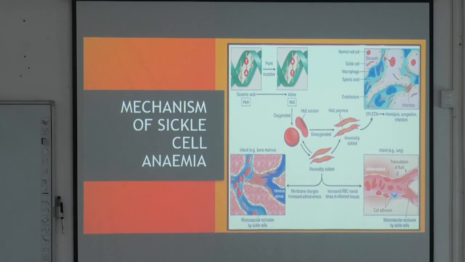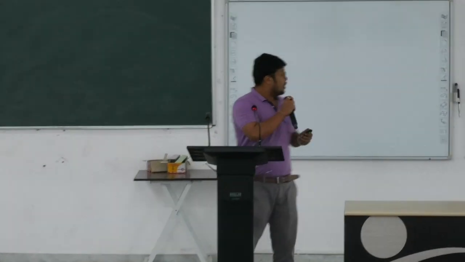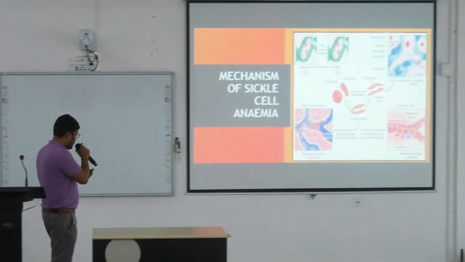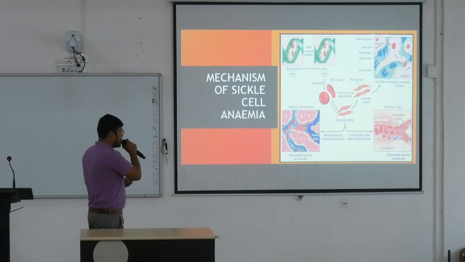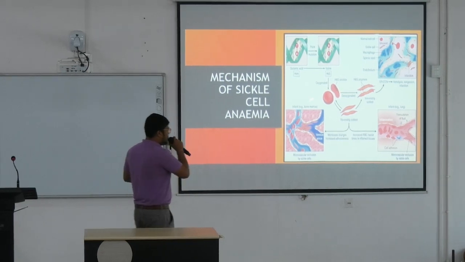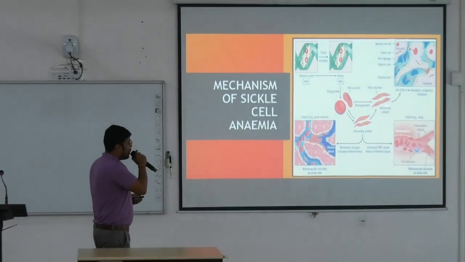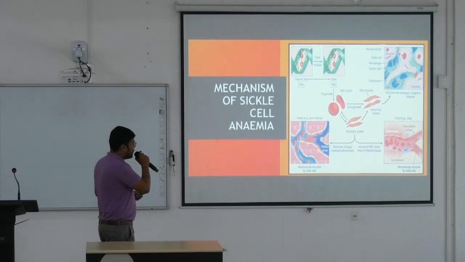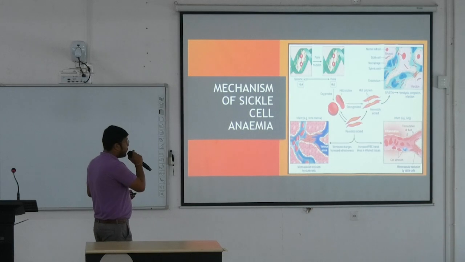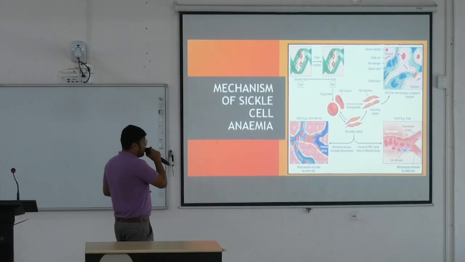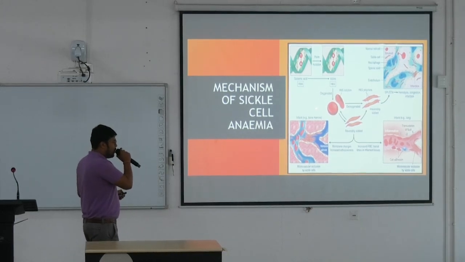In the center of this picture, we can see the normal biconcave disc-shaped RBC. Because of the mutation, in this picture, this portion demonstrates what the sickle hemoglobin or sickled RBC looks like. This is normal oxygenated biconcave disc-shaped RBC.